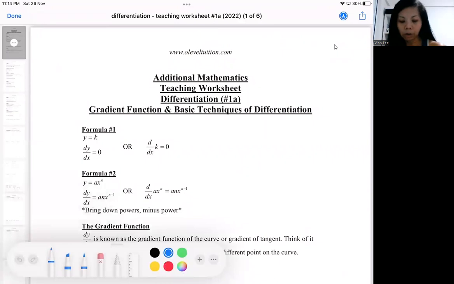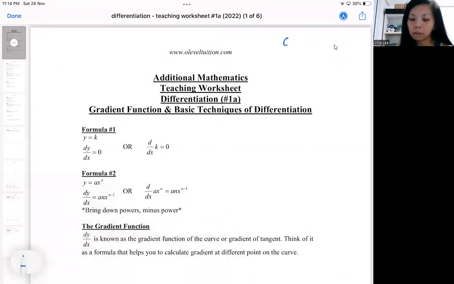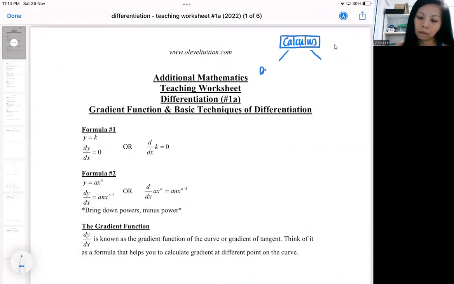For this teaching worksheet, differentiation 1A, we are going to start the section on calculus. In your A Math syllabus, you will have a calculus section. This calculus section has two parts. It's two big parts of the A Math syllabus. One part will be differentiation, another part will be integration.